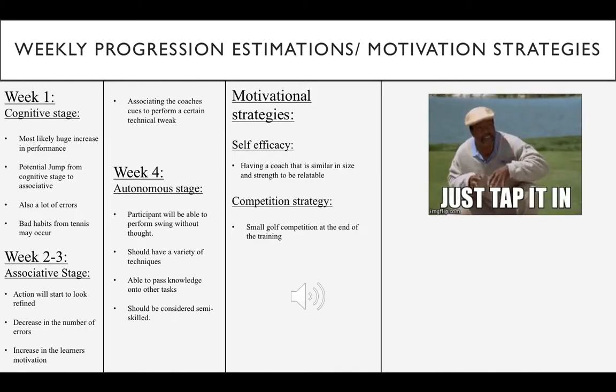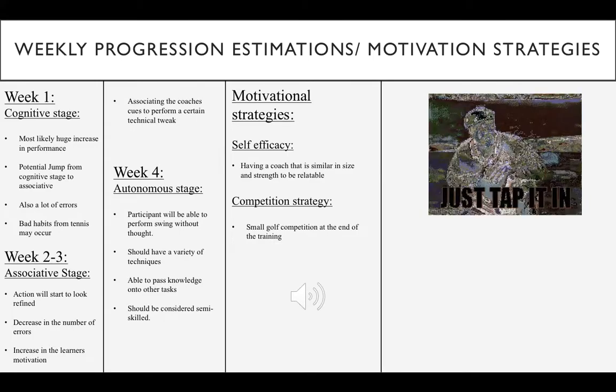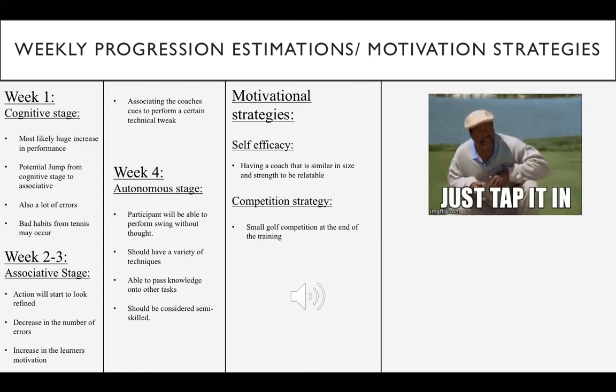During the 4-week program, we should witness similar progress aspects of Fitts and Posner's 3 stages of learning. This includes an initial fast-track learning in the first week, refining of the golf swing in weeks 2 and 3, and lastly becoming autonomous in action without needing to think about the techniques used. Motivational-wise, having someone with the same age and height as the learner performing the skill will encourage the learner to believe that they can perform the task also. Conjunctively, setting up small competition with other beginners will give the learners a reason to work hard and stay motivated.